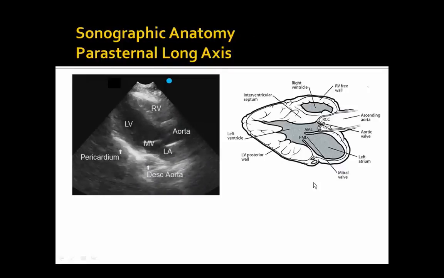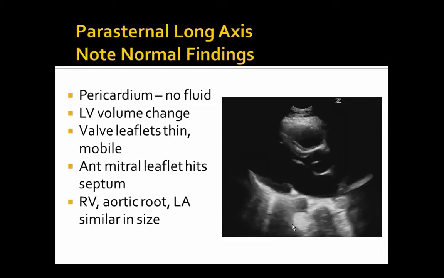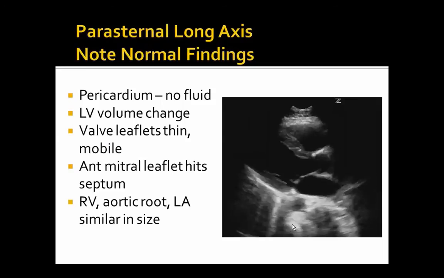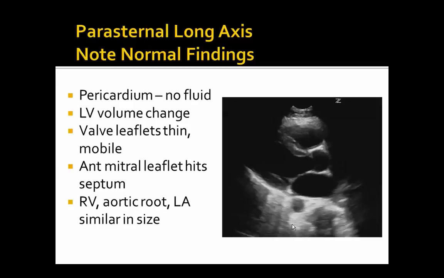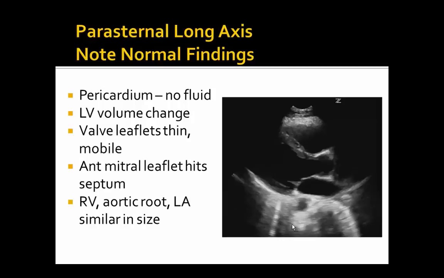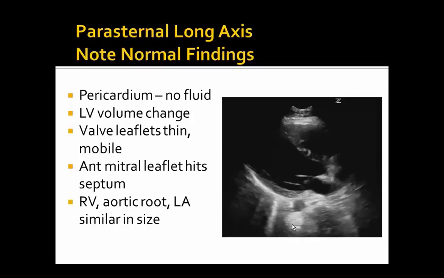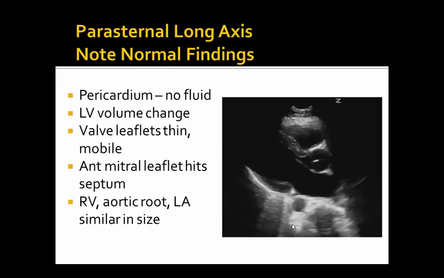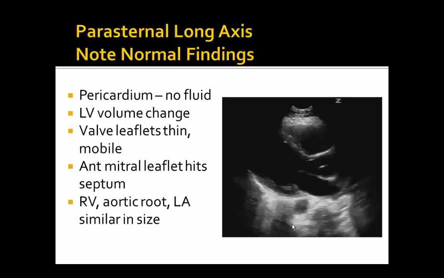A couple more examples. Here it is with some labels and a nice diagram for you. These are images to burn into your brain so that you can recognize them when you see them on your patients. So after you've acquired, hopefully, a reasonable image, parasternal long axis view of the heart, then systematically pay attention to the pericardium. It shouldn't have any fluid in it. The left ventricle should change volume. It should decrease by at least 50% in a normal person, maybe a little bit more than that.